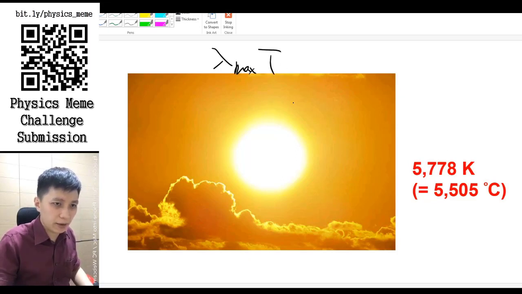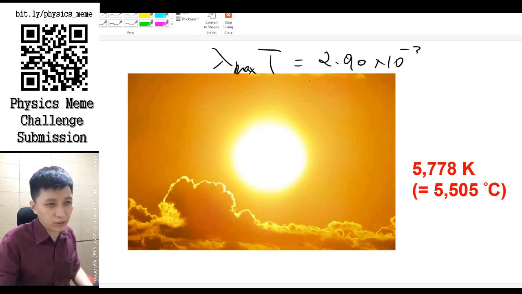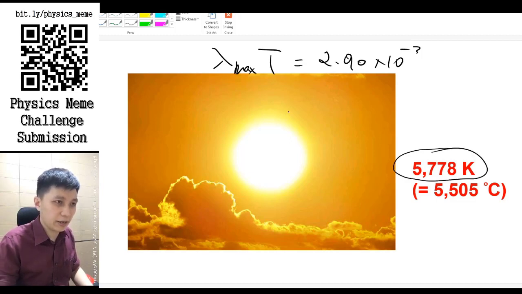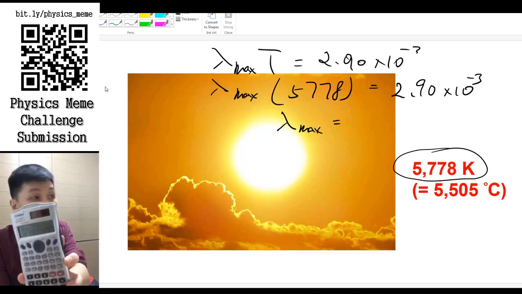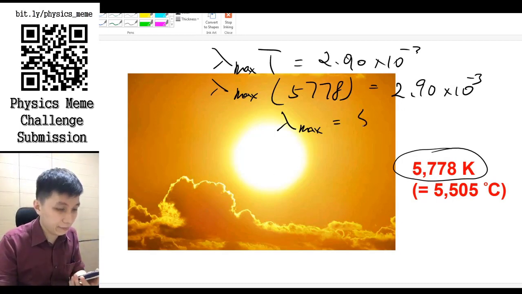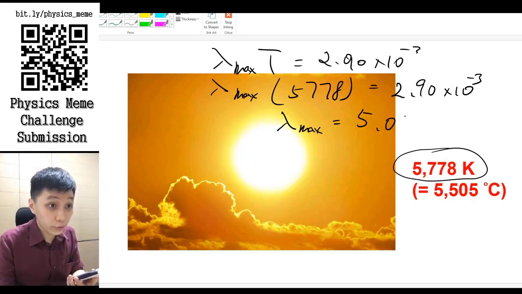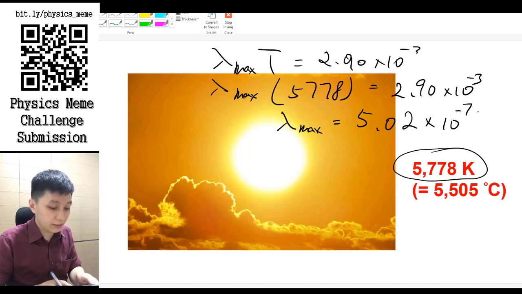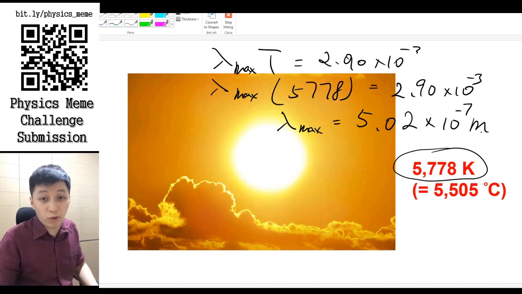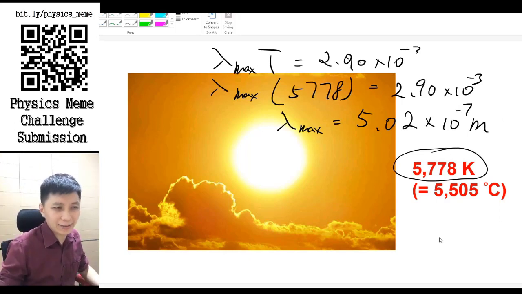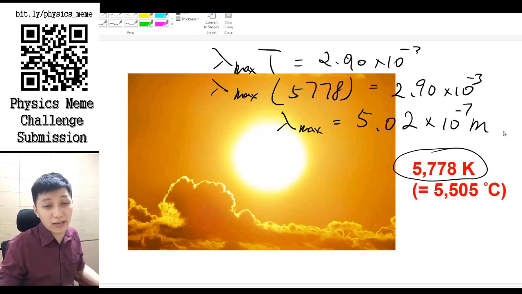Right now we know the temperature, and let's see what we get when we substitute it in. Remember to use the Kelvin scale. If you use your calculator, you should be able to find a number that is 5.02365 times 10 to the power of negative 7, and that should be in meters. Do you know what kind of wave that is? You should get the maximum intensity wavelength to be about 5 times 10 to the power of negative 7 meter, which means 500 nanometer.